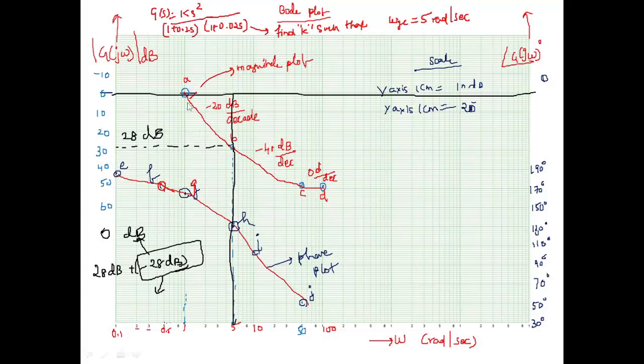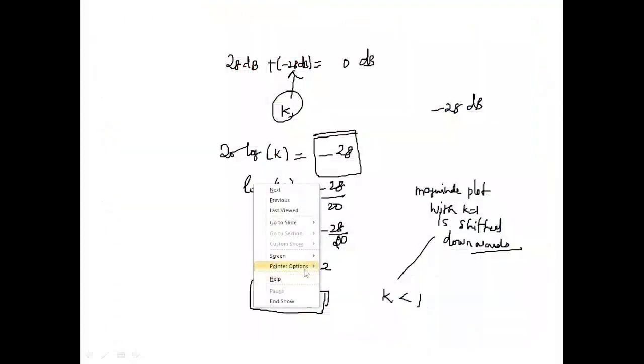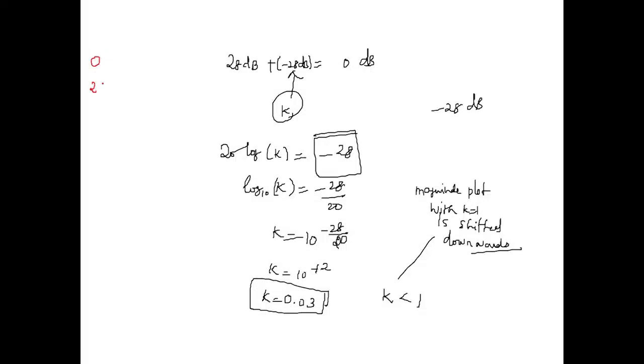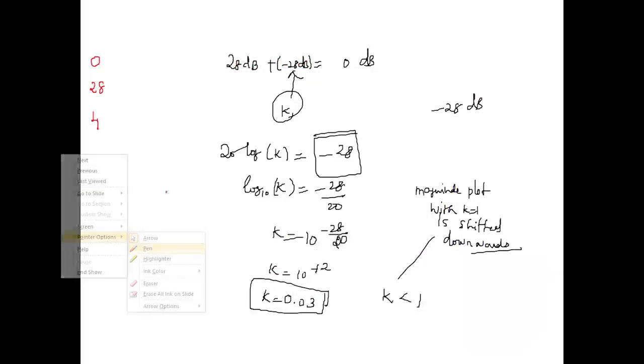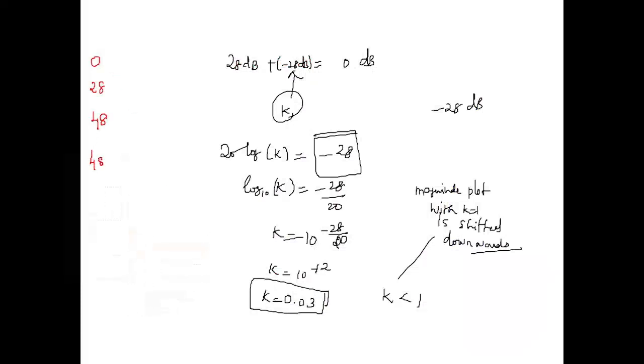So we know that earlier my magnitude plot values were 0, 28, 48, 48. Same frequency. Now what you have to do is just add the value minus 28 to each magnitude we have found. So that's all, now the problem is over. 0 minus 28 is minus 28. 28 minus 28 is 0. 48 minus 28 is 20. This is also 20.